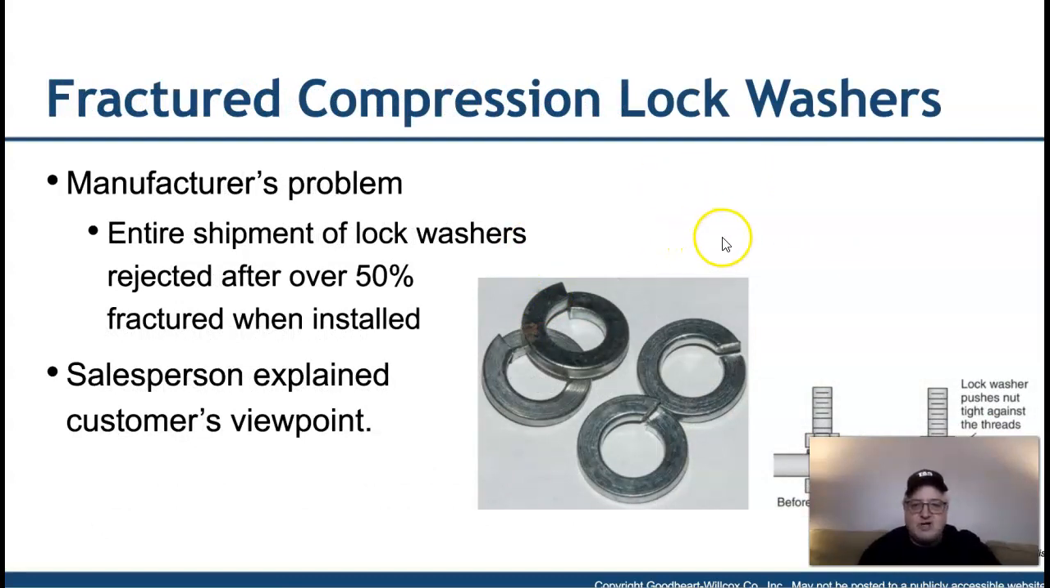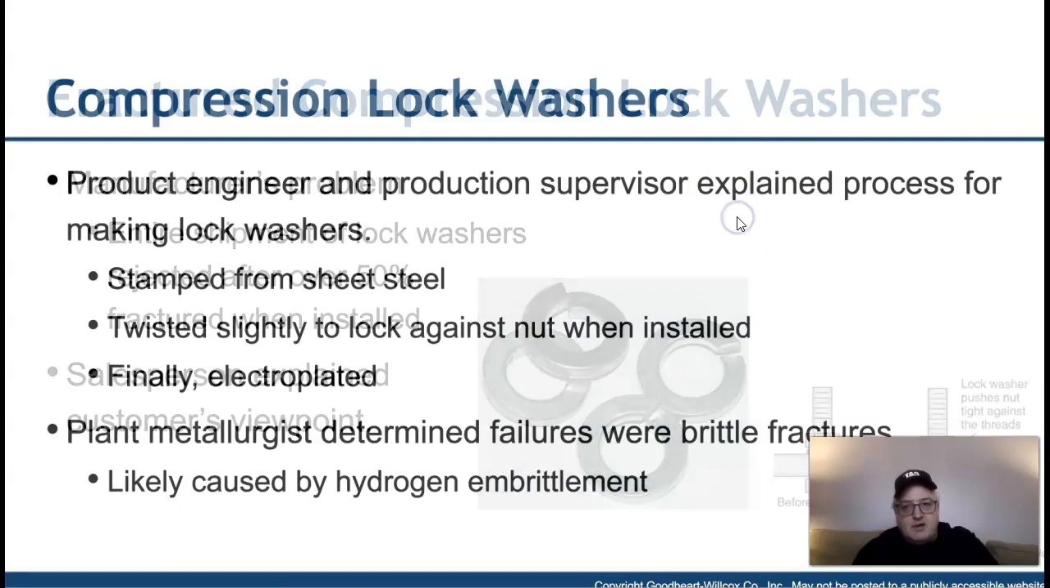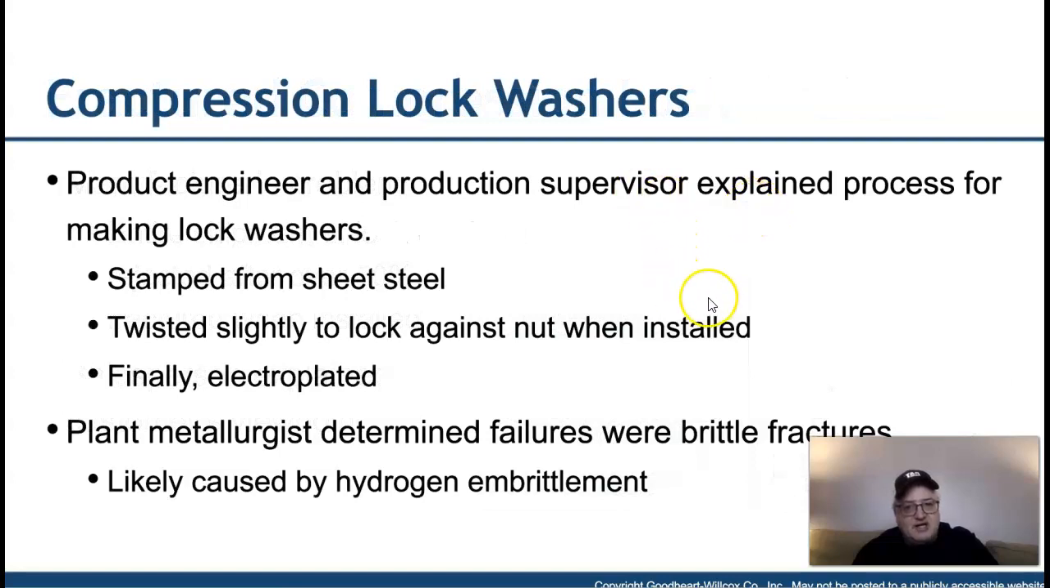If you think about how washers are made, oftentimes these are just pressed or stamped out. And this particular manufacturer had an entire shipment of these lock washers that were rejected because of fractures in the steel. They weren't quite up to par with the quality standards that that particular manufacturer was looking for. As the product engineer and production supervisors took a look, this is the process that was used. They stamp it from the sheet steel, it's twisted slightly to lock against the nut, and then it's electroplated.